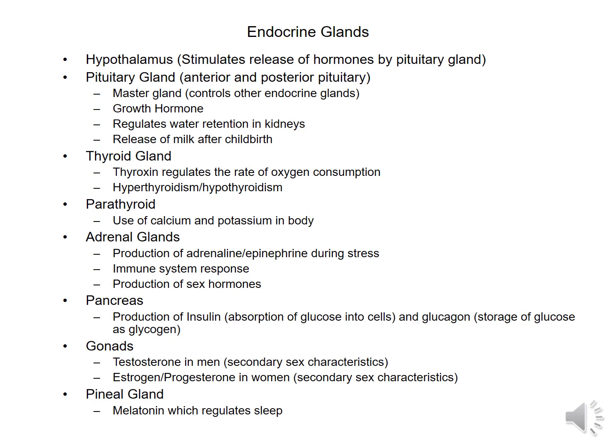The endocrine glands include, of course, the master gland, the pituitary gland, which secretes growth hormones, producing normal growth. In some situations, too little growth hormone produces dwarfism, too much hormone produces giantism. It helps regulate water by controlling secretions from the kidneys and also the release of milk during childbirth.